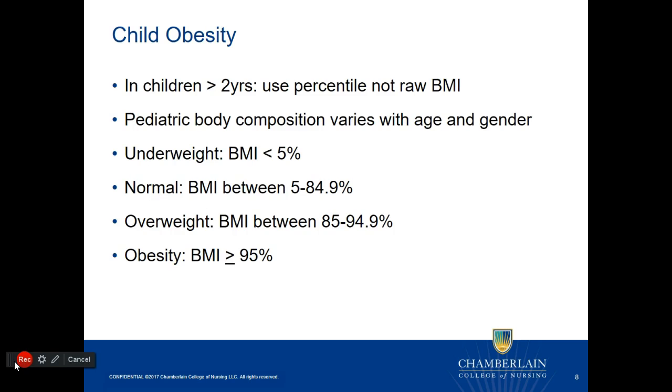Pediatric body composition varies as children age and is different between males and females. If BMI is under 5%, it falls in the underweight range. If BMI is between 5 and 85%, it falls into the normal range. If BMI is between 85% and under 95%, it falls in the overweight range. If BMI is 95% or over, it falls in the obesity range. In children under the age of 2, obesity is determined by weight for length over the 97.7% on the WHO BMI charts.